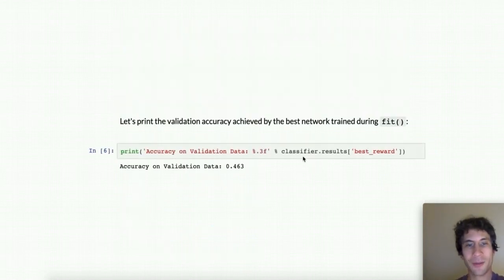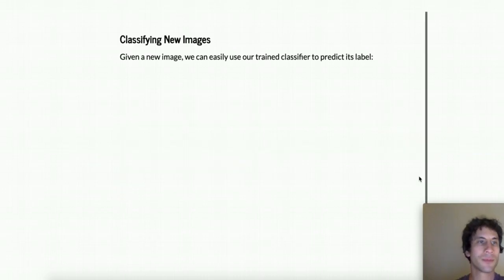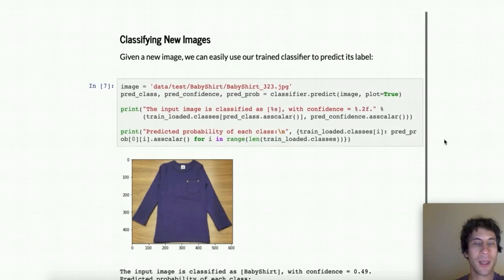Here's how you can plot the resulting best validation accuracy achieved by any of the networks for the trained classifier. Given a new image, we want to use our trained classifier to predict its label. Here's how to do that.